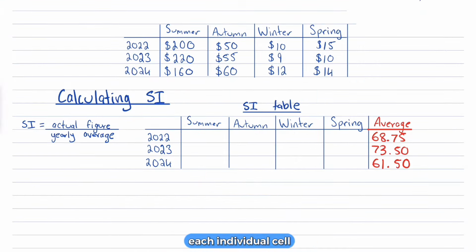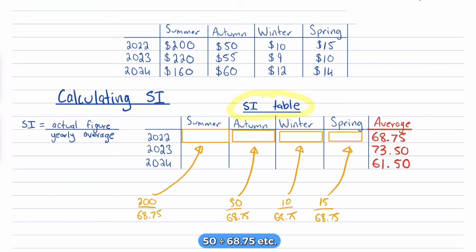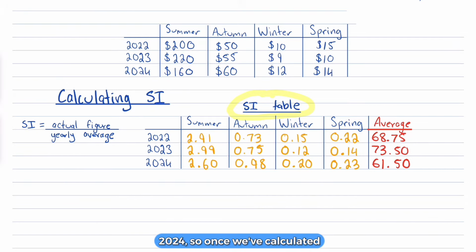We're going to divide each individual cell by the yearly average. So we're going to have 200 divided by 68.75, 50 divided by 68.75, etc. So that's for 2022. And then we're going to do the same thing for 2023 and for 2024.